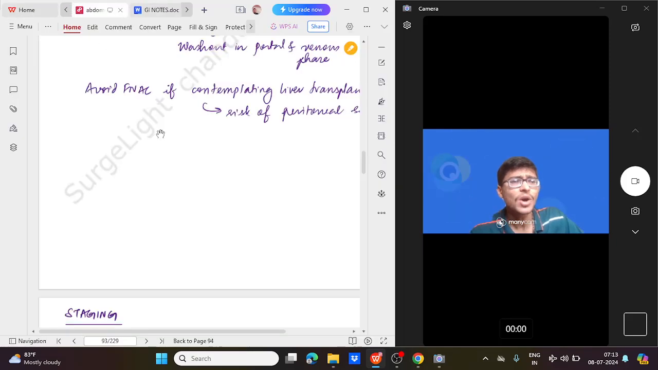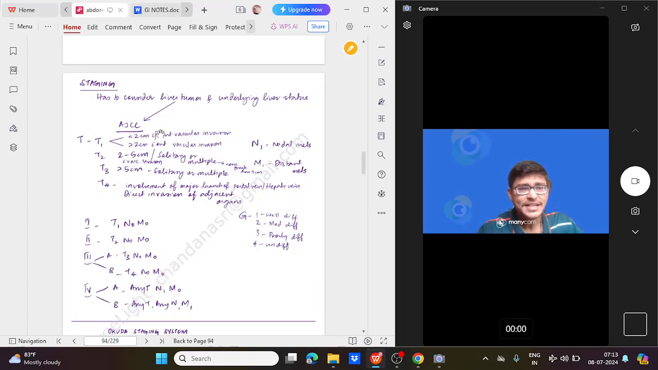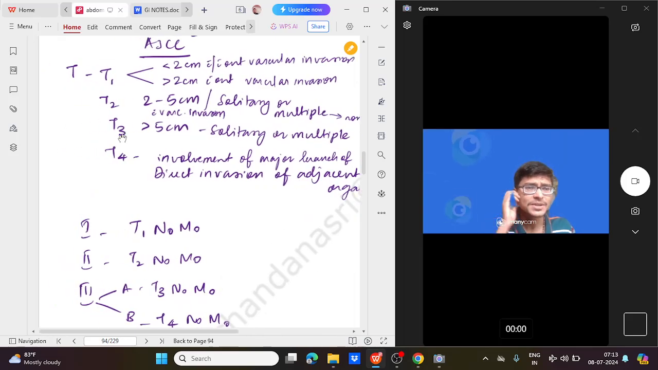Then we'll go ahead with the staging system. In the staging, we have TNM, and here we have to consider the liver tumor size along with the patient status and the liver status. So what is the AJCC? It is not very useful, but we'll still have a look at it because we see it in the GI tract. It will help us remember and understand better.